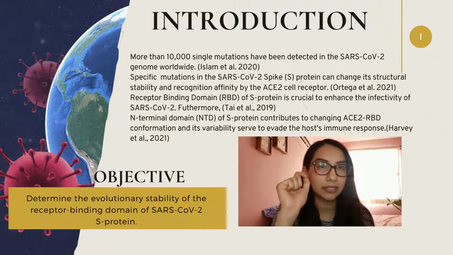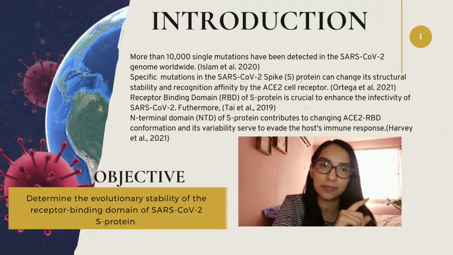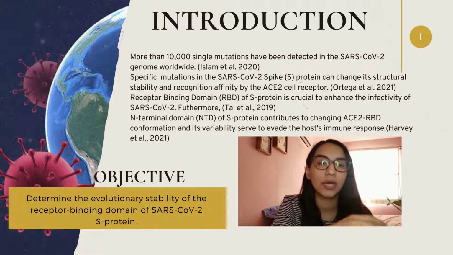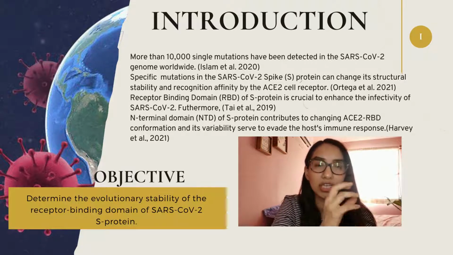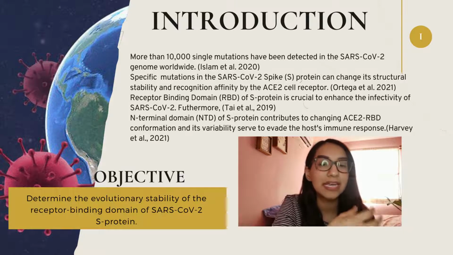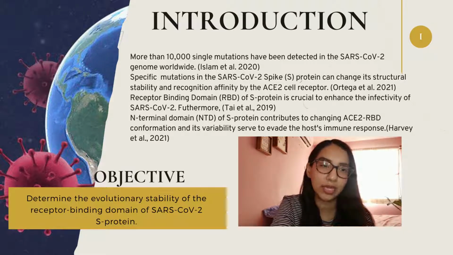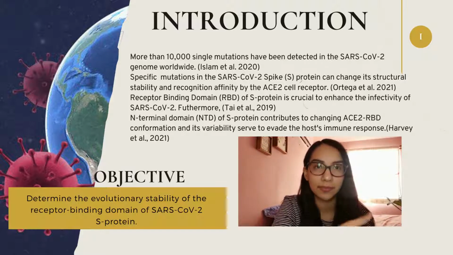In particular, the receptor binding domain of the S protein is crucial to enhance the effectivity of SARS-CoV-2. Furthermore, the N-terminal domain of the S protein contributes to changing the ACE2 RBD conformation, and its variability serves to evade the host immune response. Thus, our objective is to determine the evolutionary stability of the receptor binding domain of the SARS-CoV-2 spike protein.